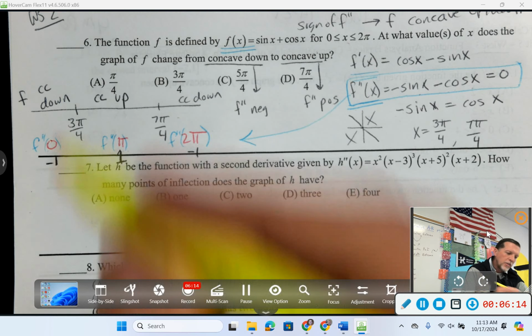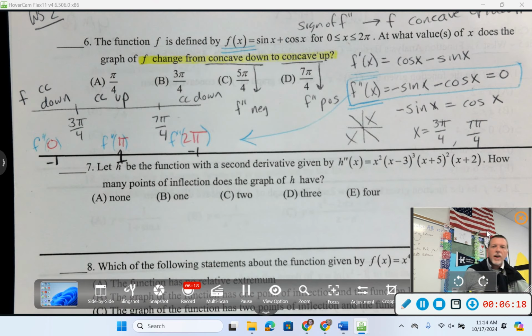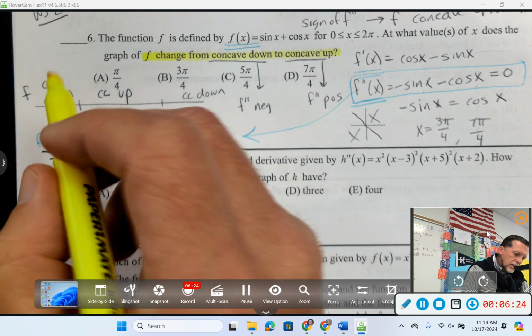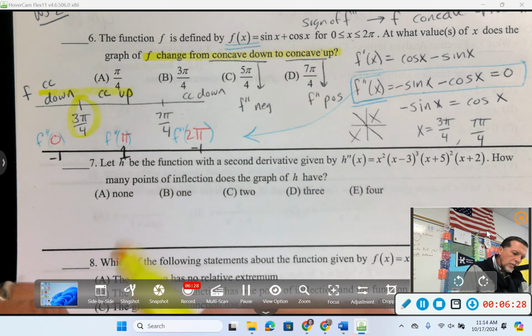Now let's be careful to answer the right question here. When does the graph of f change from concave down to concave up? From down to up happens right there at 3 pi over 4.